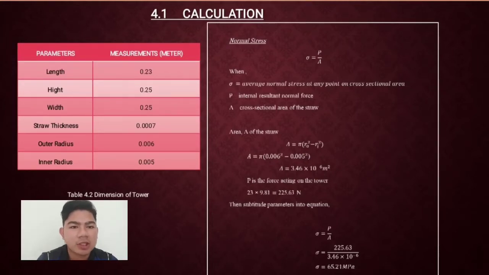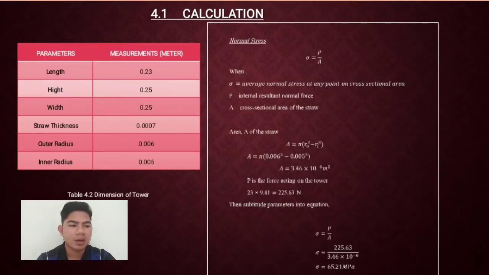Okay, for the calculation part, if we look at the table, we can see the parameters and measurements of our tower, where the length of our tower is 0.23, height is 0.25, width is 0.25, straw thickness is 0.007 meter, outer radius is 0.6 meter, and inner radius is 0.005 meter.